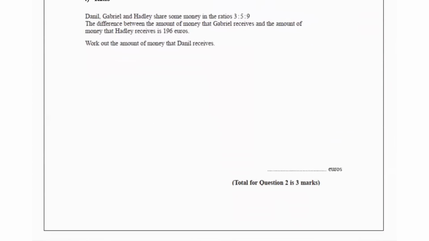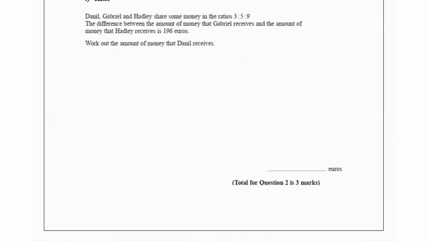Then it says Daniel, Gabrielle, and Hadley share some money in the ratio 3:5:9. The difference between the amount of money that Gabrielle receives and the amount of money that Hadley receives is 196 euros. Work out the amount of money that Daniel receives. So the difference between the amount of money that Gabrielle receives and the amount of money that Hadley receives is 196 euros.